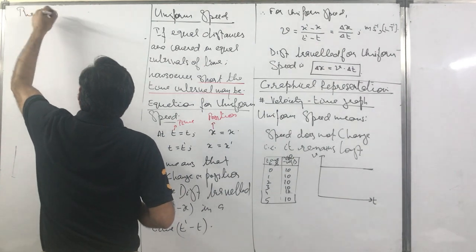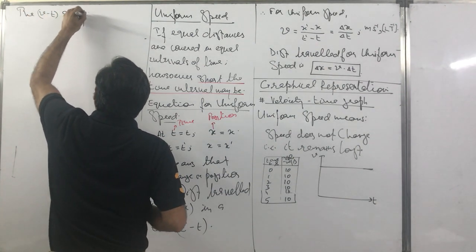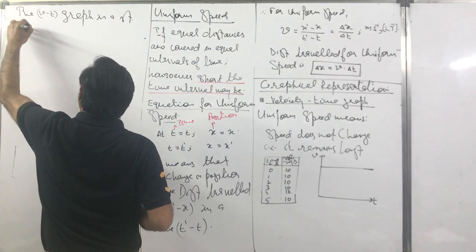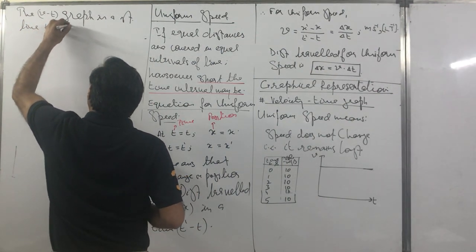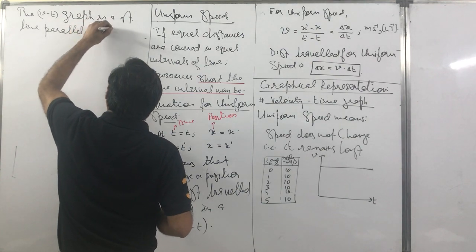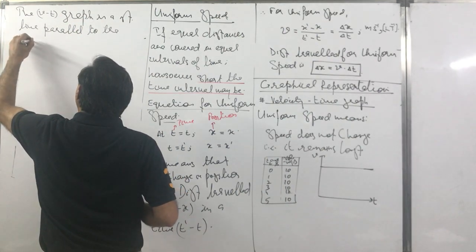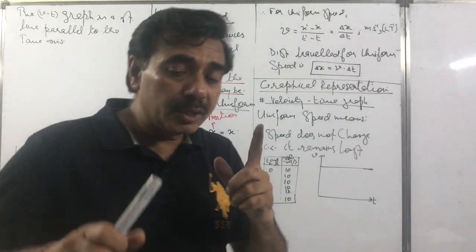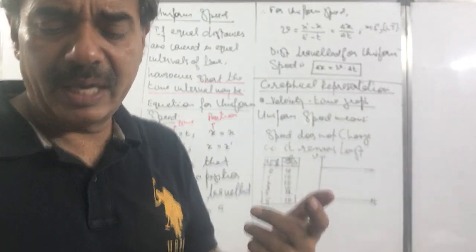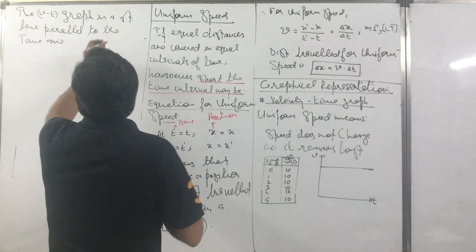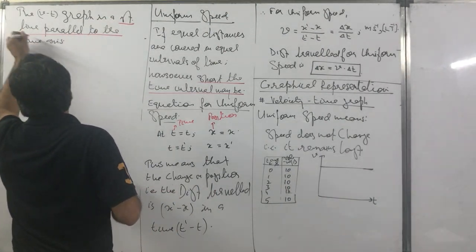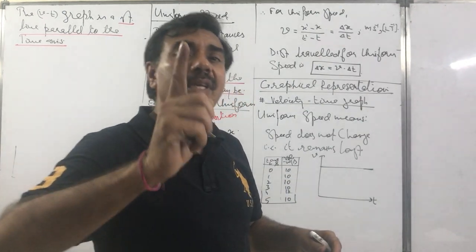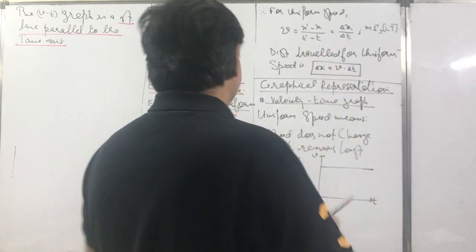The VT graph is a straight line parallel to the time axis. You have to remember this expression. You will get used to it. Always do it like this in graphs, son. Straight line parallel to the time axis. For a body at rest, the xt graph, the position time graph, is a straight line parallel to the time axis. Okay.